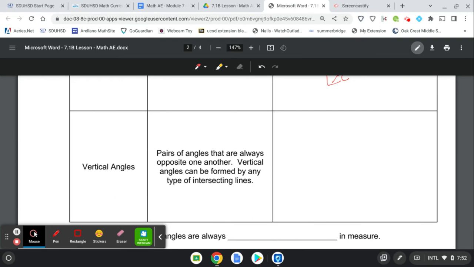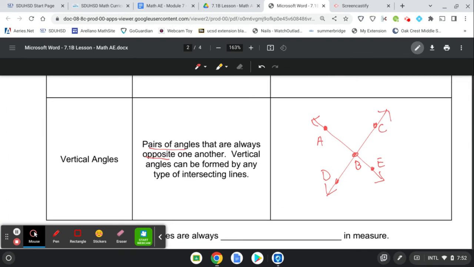Vertical angles are the pairs of angles that are always opposite one another. Vertical angles can be formed by any type of intersecting lines. So I'm going to sketch two intersecting lines again, and then label them A, B, and C, and then D, B, and E. So angle ABC is vertical to angle DBE.